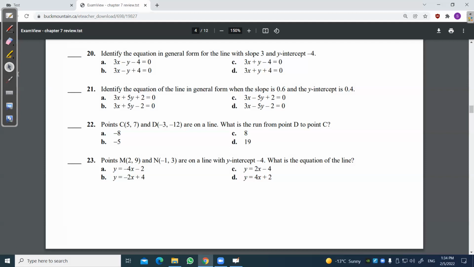So you want to be a little smart about this question. See, they've given you the y-intercept, right? It's -4. Which one of these equations has the y-intercept of -4? C. Yeah, and you're done, right? We could find the slope, but we don't need to because there's only one y-intercept with -4, and that is C.